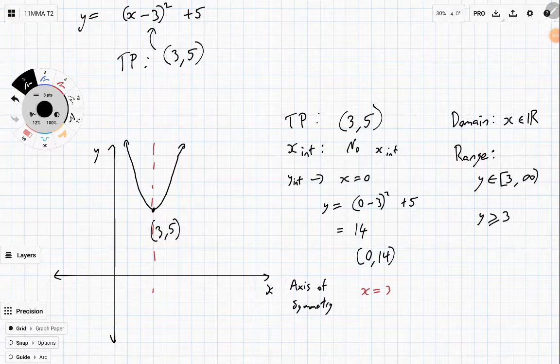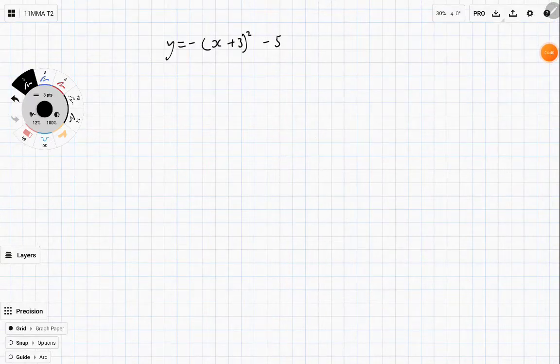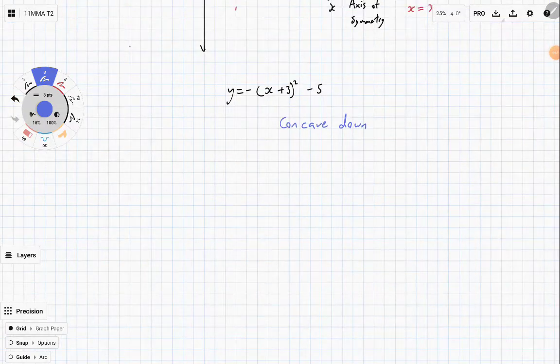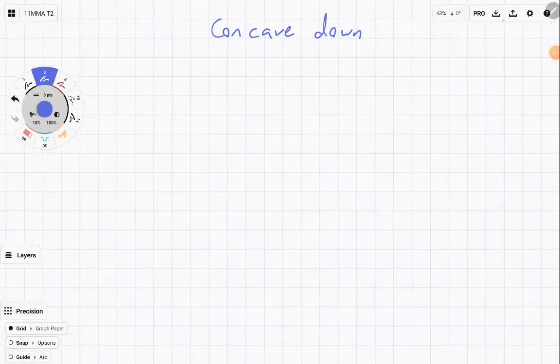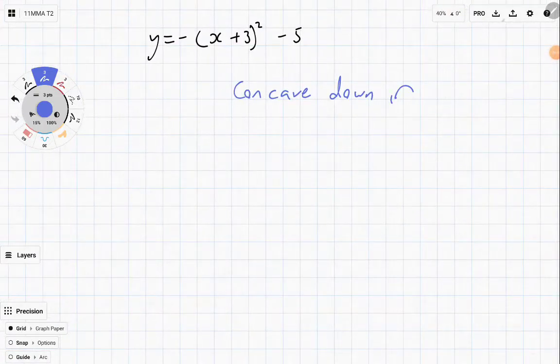Alrighty, so there's a little bit on that. Let's have a look at one more and then we'll move on. Alrighty, here we have it, some much needed complication. So first of all, let's just remind ourselves what the negative means. It means that we're going to be having a concave down shape. Really important to keep in mind that as soon as you see that negative out the front, the shape that we're going to be getting is going to be concave down.